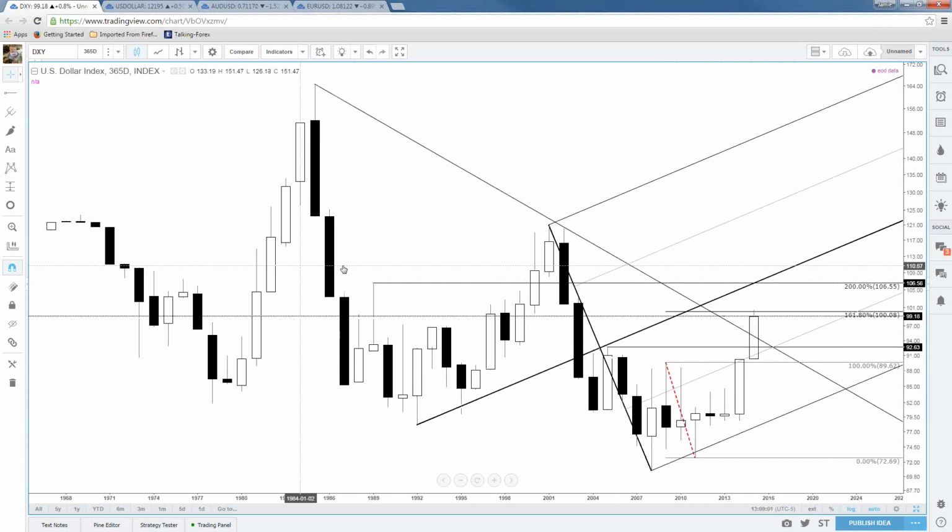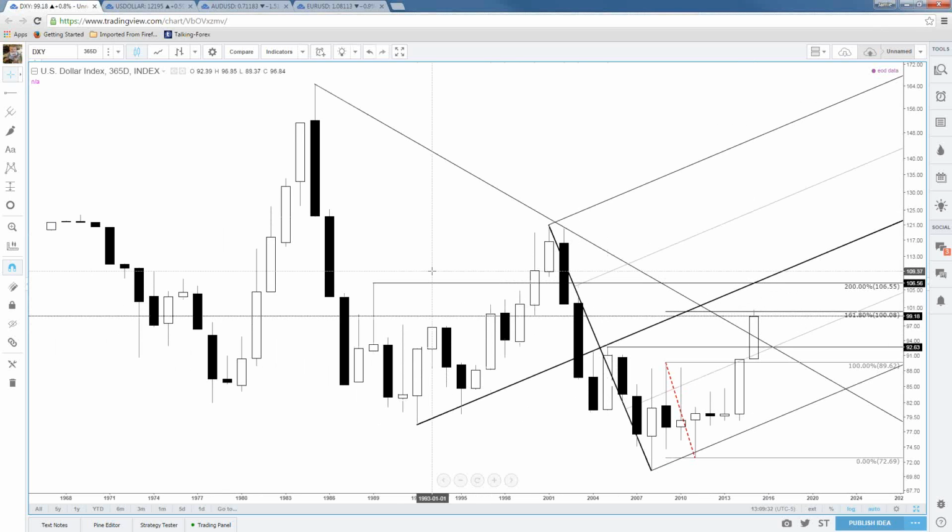So whether or not that pullback comes from here, which is again a level from the 61.8 expansion of the range that we broke out of, or if it comes after a complete blow-off top, which is certainly a possibility, near 106.56. Point is, there probably needs to be some sort of a corrective process that unfolds.